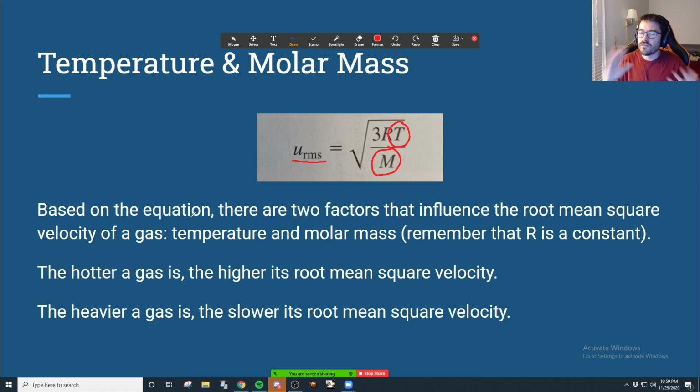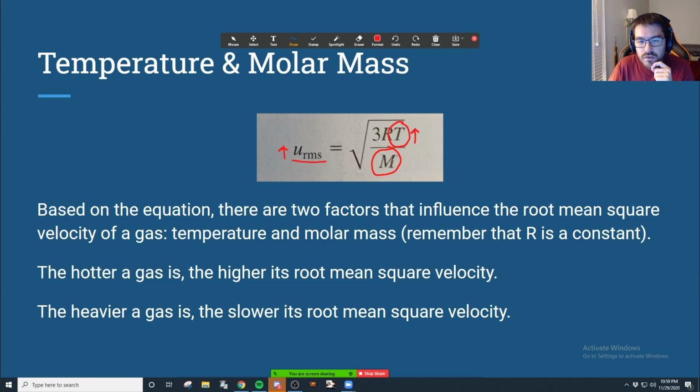We kind of did some things like this with Coulomb's law, right? The hotter a gas is, the higher the velocity, okay, or the average velocity. It doesn't mean that the velocity of every particle is going to be higher, but the average velocity is going to be higher if the temperature of a gas is higher.